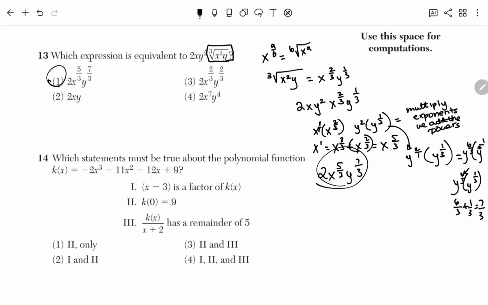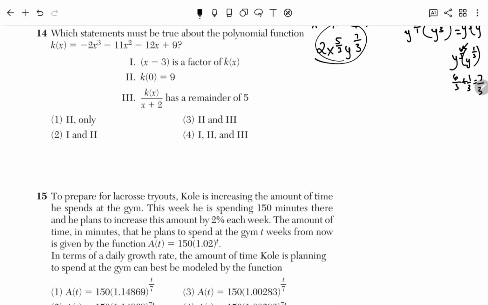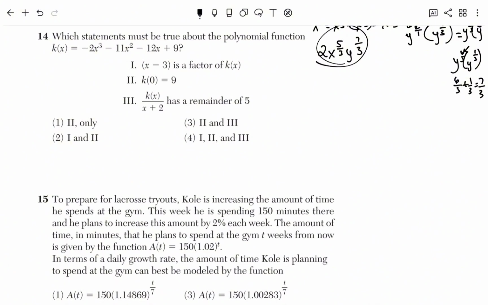which is the answer to question 13. Question 14 says, which statements must be true about the polynomial function k of x equals negative 2x cubed minus 11x squared minus 12x plus 9? Statement 1 says x minus 3 is a factor of k of x, statement 2 says k of 0 equals 9, and then number 3 says k of x divided by x plus 2 has a remainder of 5.